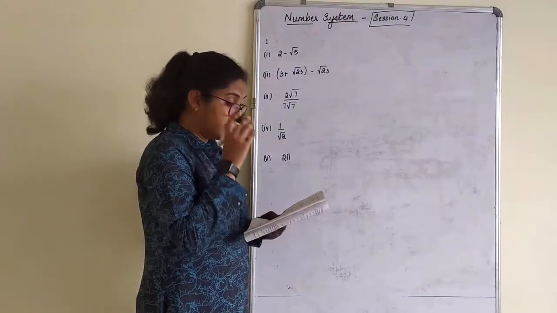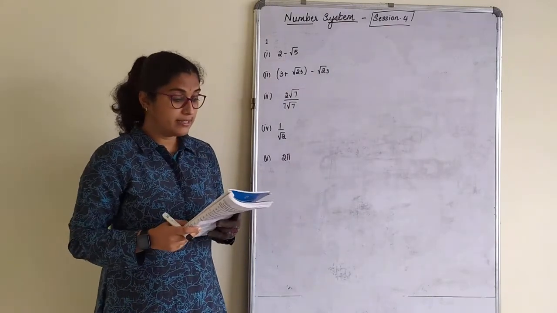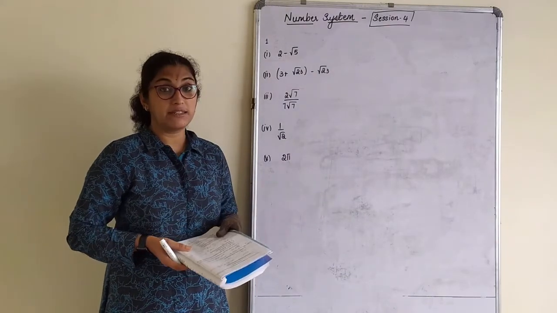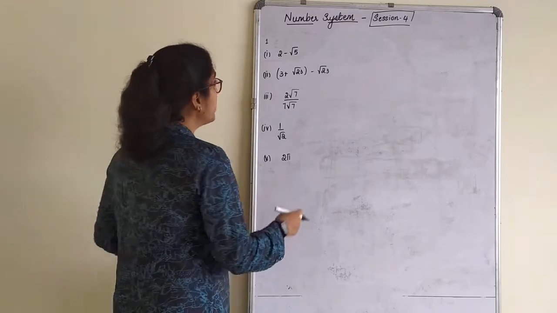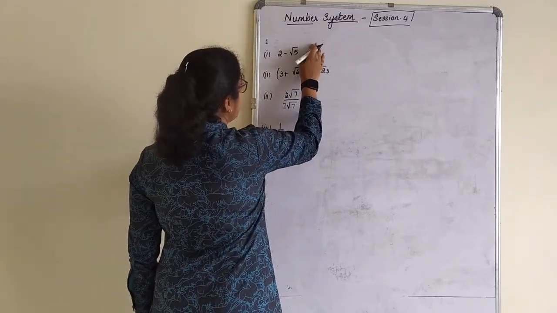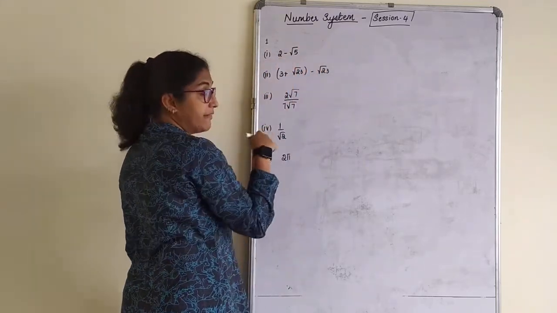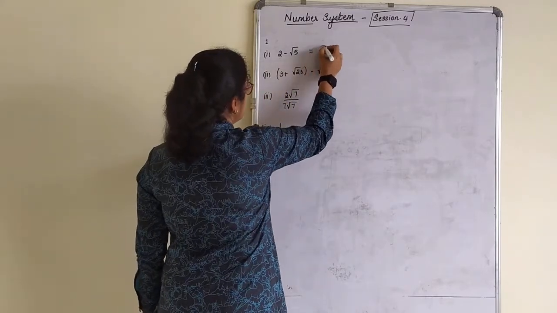We'll start with the exercise. It asks to classify the following numbers as rational or irrational. 2 minus root 5 is an irrational number subtracted from a rational number. The answer is irrational.